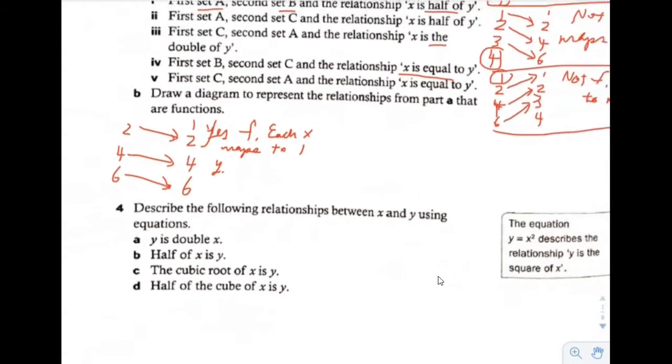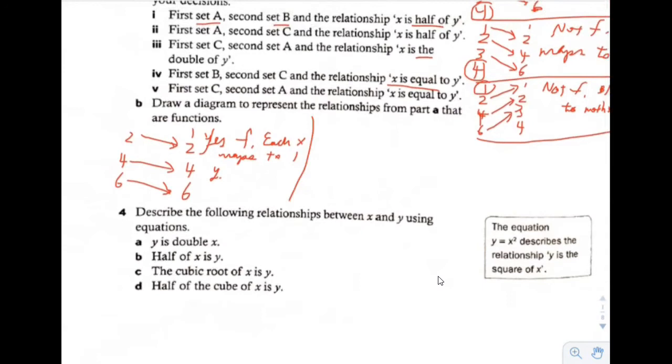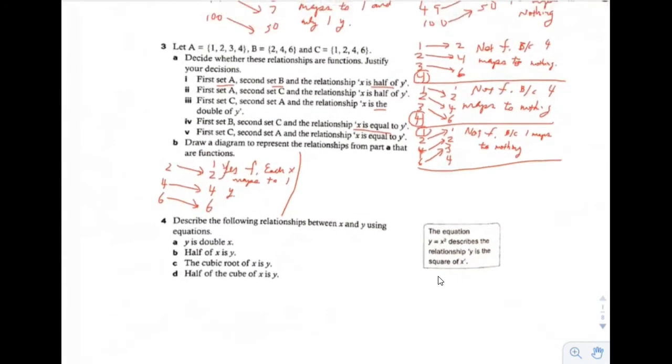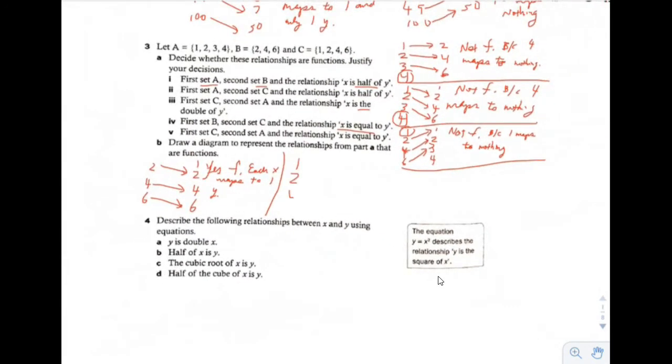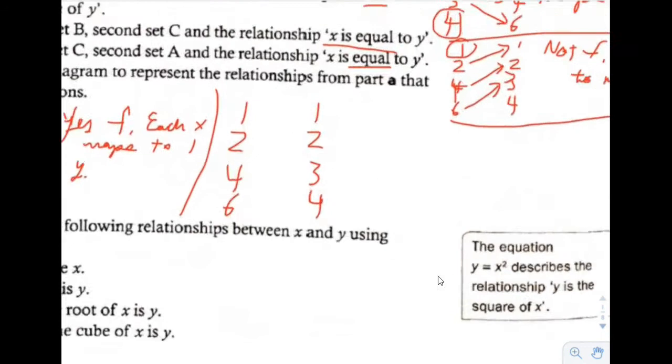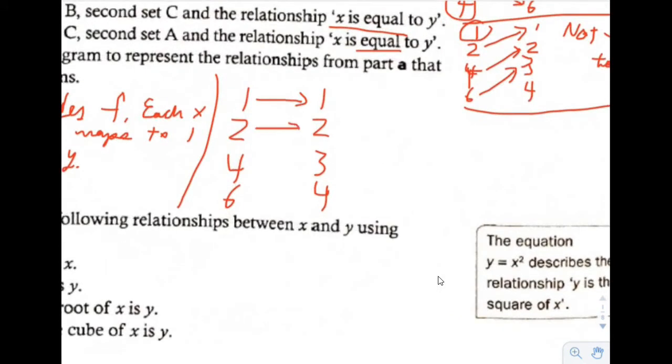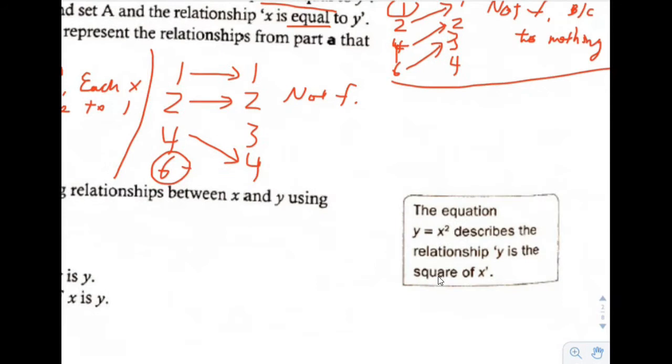Last one, number 5. C and A. So we're going to have 1, 2, 4, 6, and 1, 2, 3, 4, and the relationship is x is equal to y. So 1 is equal to 1, 2 is equal to 2, 4 is equal to 4, and 6 maps to nothing, so not a function, because 6 maps to nothing. Okay? All right.